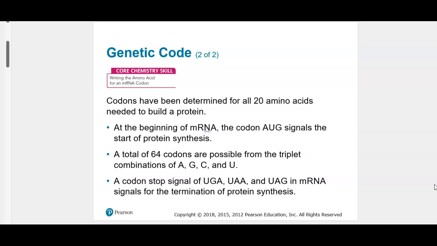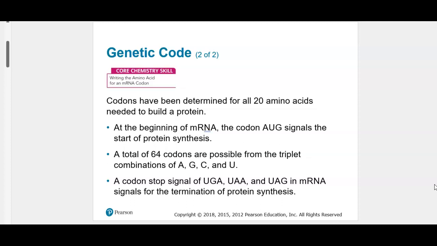All right. So if you think about the number of codons possible, you have 3 letters in each word, if you want to call it that, each codon, and you have 4 choices of a letter. You have adenine, guanine, cytosine, and uracil. That's 4 each. So 4 times 4 times 4 is 64. There are 64 codons possible. So there's plenty there to code for all the amino acids.